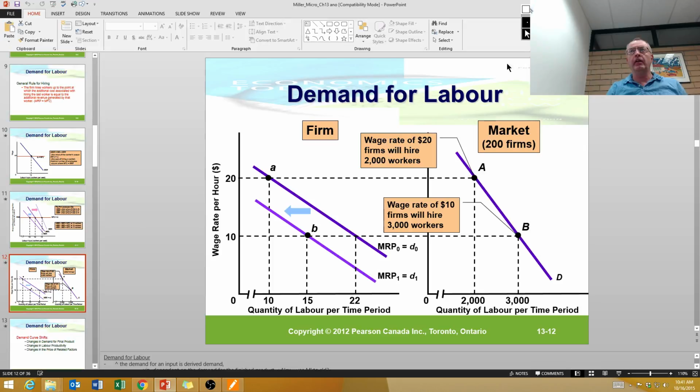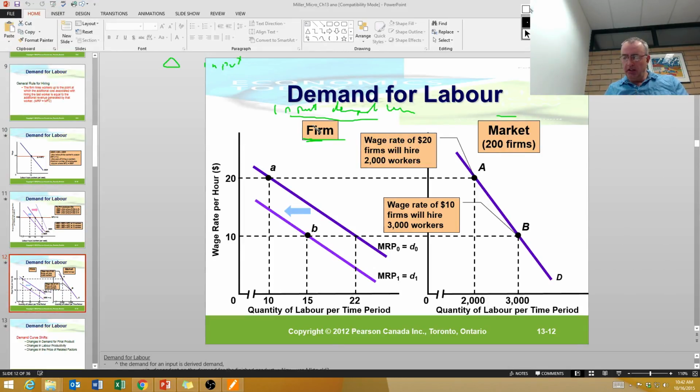Okay, so next we want to illustrate the effect of changes in input prices on the input demand curve. So this is input markets, input demand curve for an individual firm and for the industry as a whole. We want to see the impact on the input demand curve from a change in the price of the input.